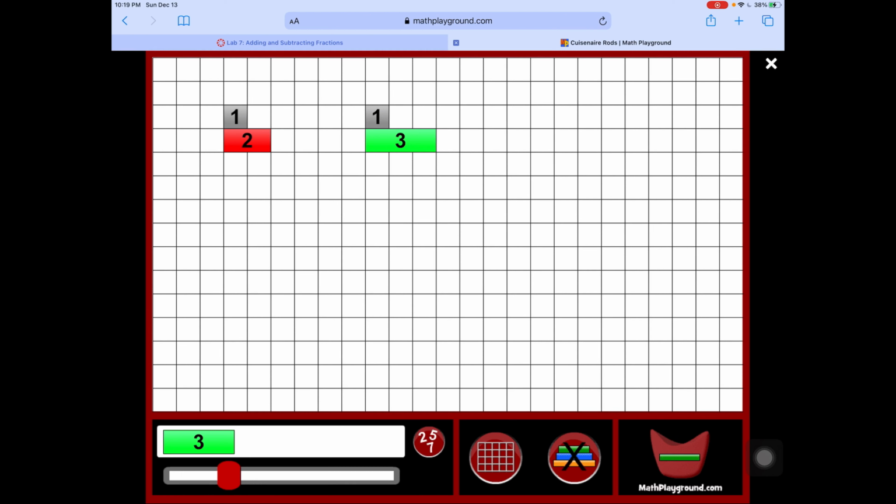So the very first step would be to find a common denominator, because we need to talk about fractions that are the same unit to get our answer. So remember, if the denominators are different, we have to talk about fractions that are in the same unit to get our answer in fraction form. And the way that we can figure out what our common denominator is by using rod trains.